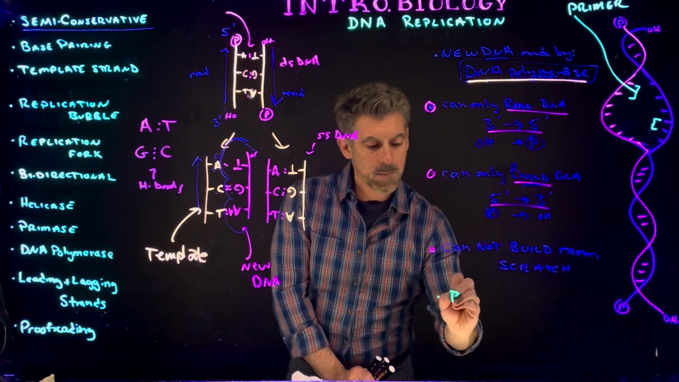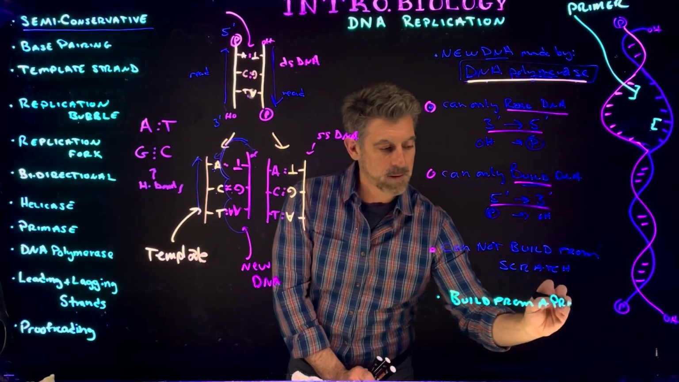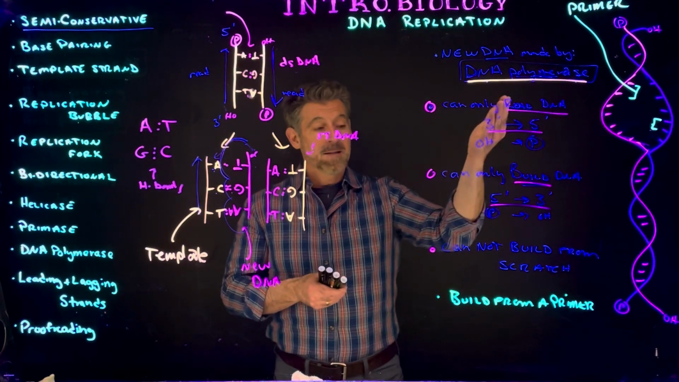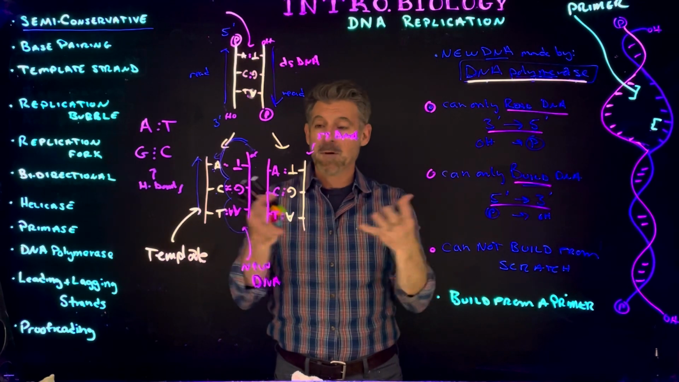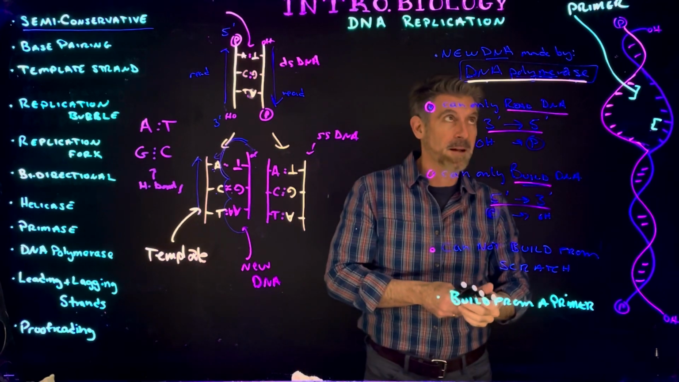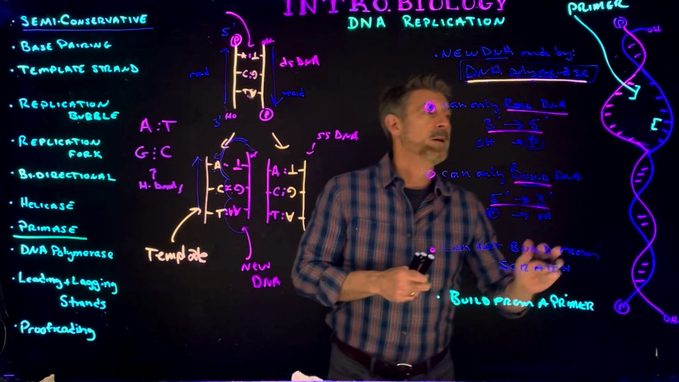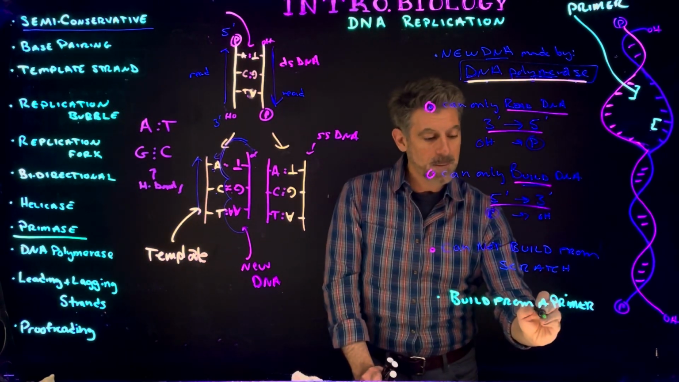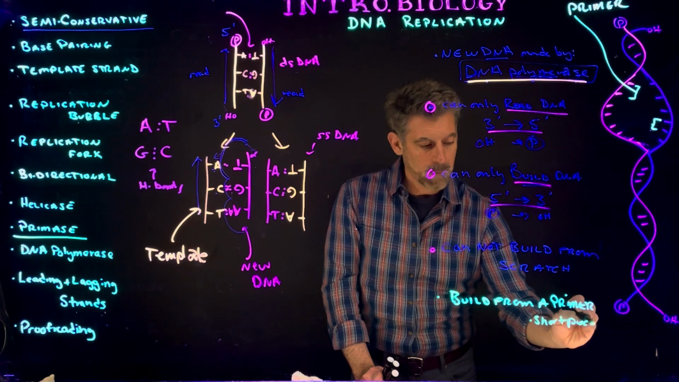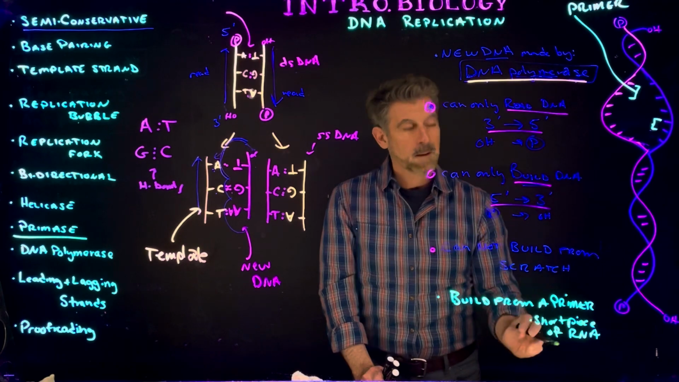Okay, so it's going to build from a primer. Because the DNA polymerase enzyme can't build from scratch and just start to assemble these things, it has to already have something there. Your cell has to put something there. So the cell uses an enzyme called primase to build a little thing called a primer. And the primer is a short piece of RNA.